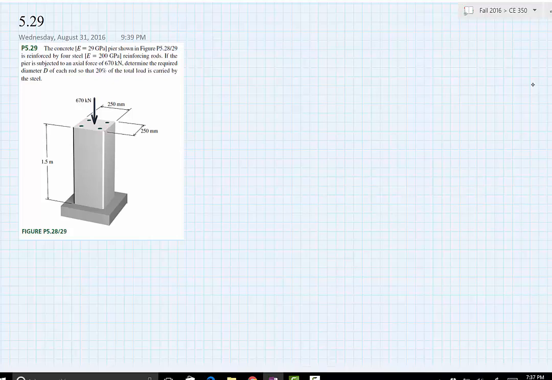Here it says the concrete pier shown has a modulus of elasticity E equals 29 gigapascals. It is reinforced by 4 steel rods with a modulus of elasticity of 200 gigapascals. If the pier is subject to an axial force of 670 kilonewtons, determine the required diameter D of each rod so that 20% of the total load is carried by the steel.